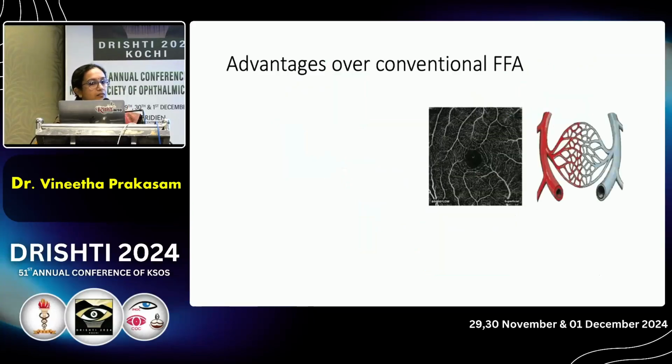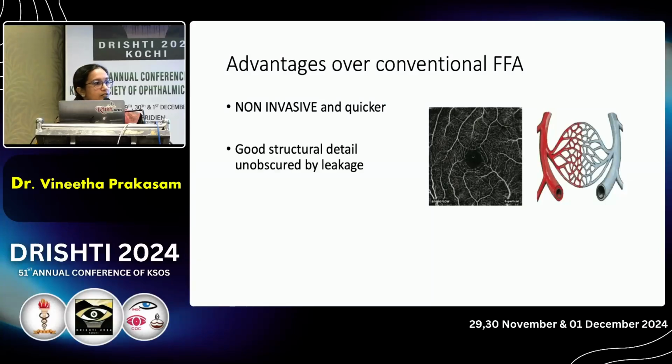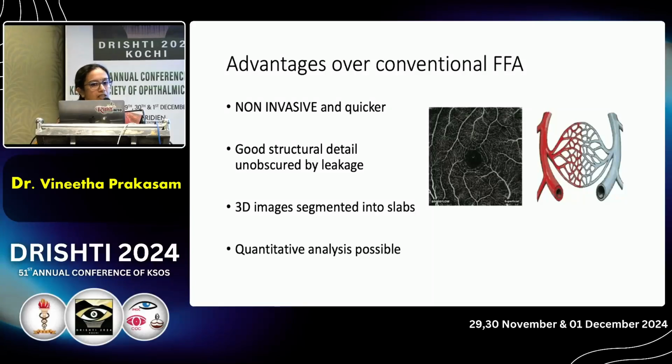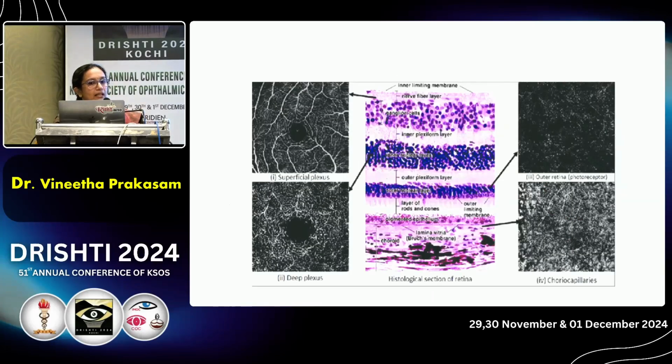Now, what are the advantages of OCTA over a conventional FFA? First of all, it is non-invasive, much quicker, and no dye is required. Then, as there is no leakage, you get good structural detail of the vessels. 3D images are possible, unlike the 2D images in FFA, and you can segment into slabs. That is, the superficial and the deep layers can be separately visualized. And next, since there is no leakage, you get a good quantitative analysis, which is important for research and clinical trial purposes, etc.